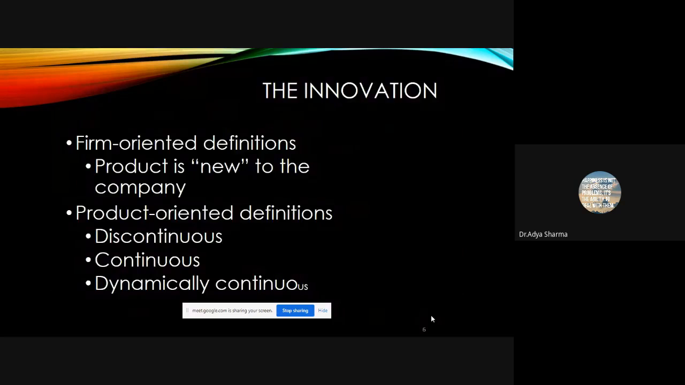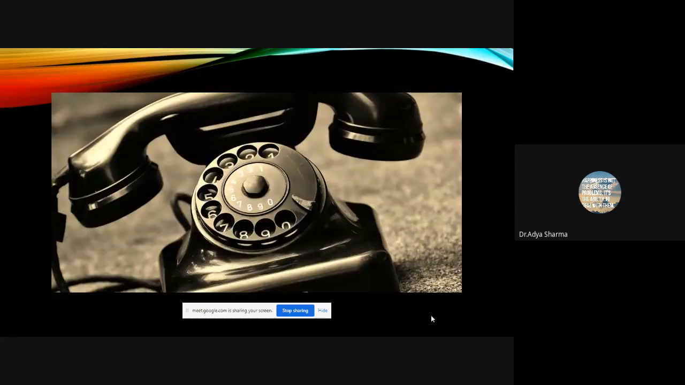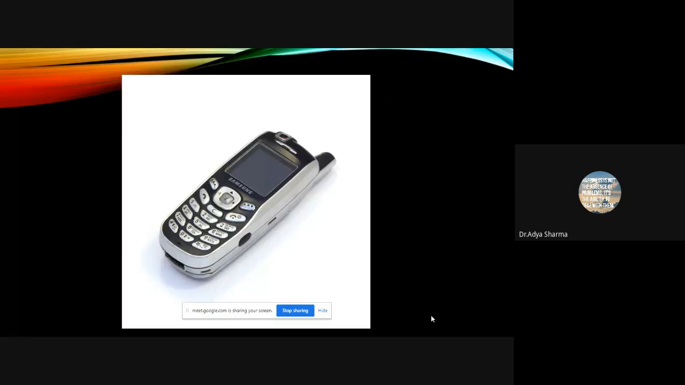What is dynamically continuous innovation? Well, dynamically continuous innovation was when the mobile phone was innovated. Why? Because this was still a phone. We still knew what a phone was. We still knew that a phone helps us connect to people. However, it was a very dynamic innovation because now I was not just confined to my house.